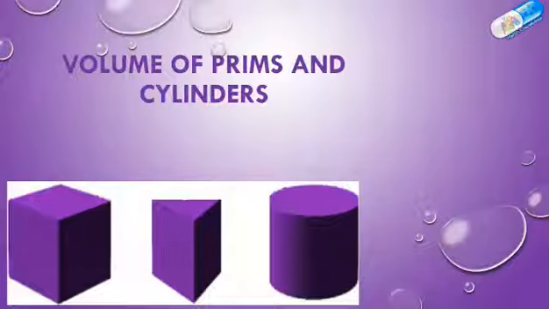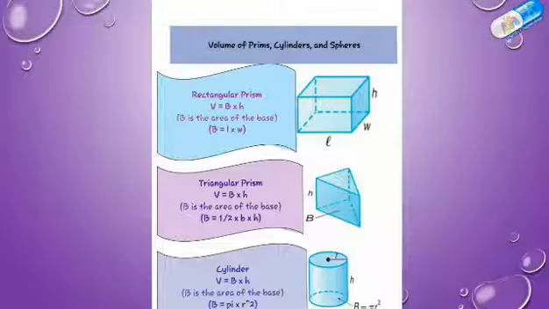Today's lesson is how to get the volume of prisms and cylinders. First, let's have a look at the rules of the volume. The volume of any prism, as you see here, a rectangular prism. And why do we call it rectangular prism? Because it has two bases that are rectangular bases.